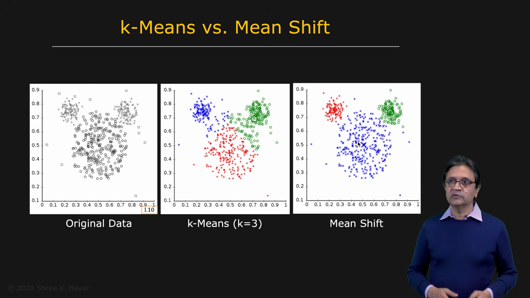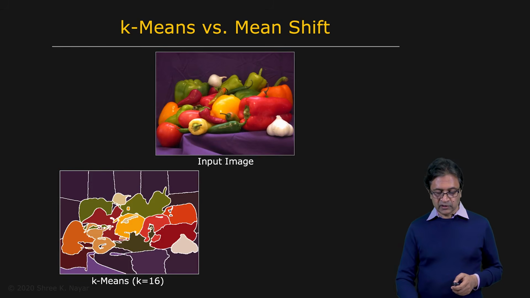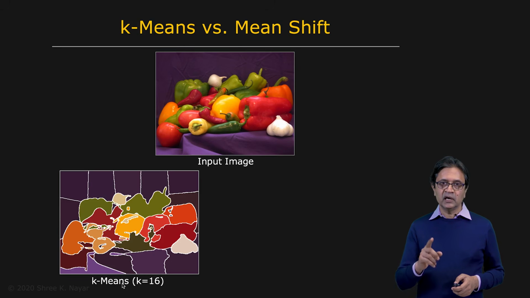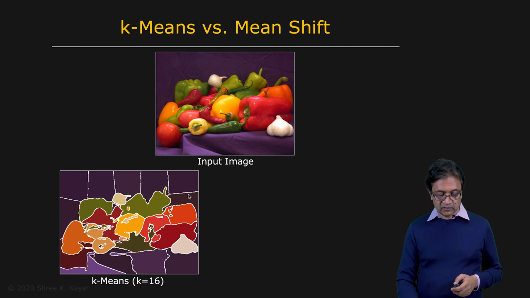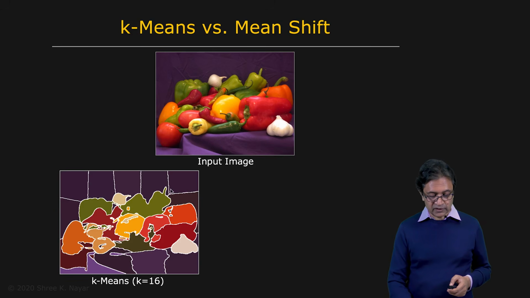So let's see how this works with image segmentation. So here is our simple example again, the peppers. And this is what we got with k-means by using R, G, B, and XY. So it's a 5-dimensional feature space using a k value of 16. So we've asked for 16 clusters in this case. Again, I should remind you that 2 things that are far away from each other could belong to the same cluster. So you have to look at the colors here.